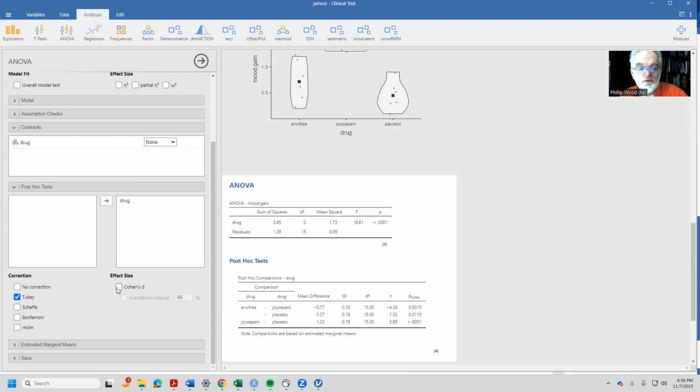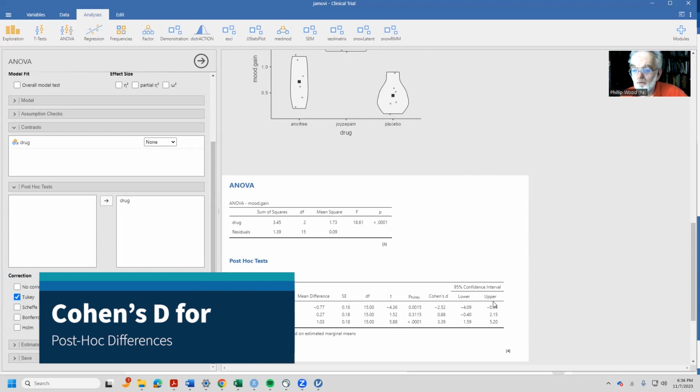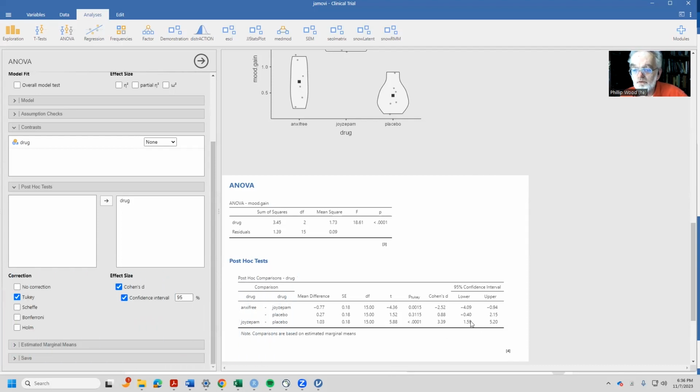I can also give myself an estimate of Cohen's D for these differences. And here we see I've got the ranges on those effects. So in terms of Cohen's D, those are relatively large effects, large and significant. And the effect on Cohen's D for the other one, well, it's not nothing, but it's much less marked than for the other two.